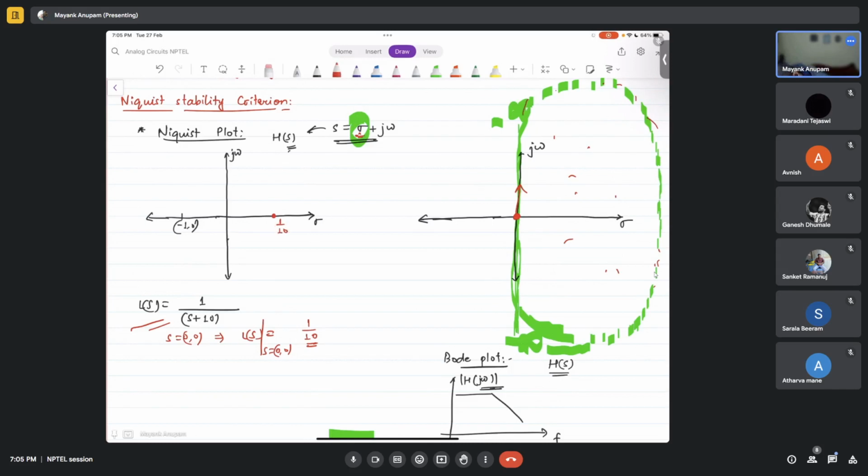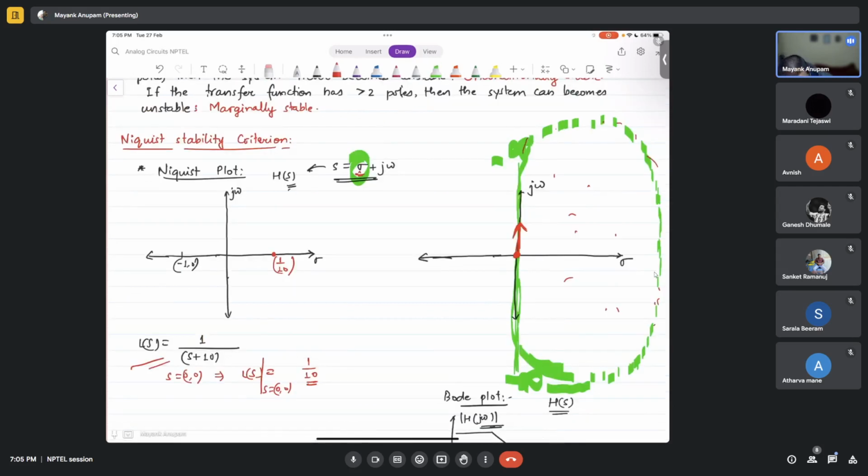Good. Now let's say I am increasing the value of j omega. I am moving on this line, going up. By the way, I didn't mention this, but the sense of this boundary: I am moving in this direction, like this. So what kind of a direction is this? Clockwise or counterclockwise? Yes, this is clockwise. So it is clockwise direction, right?